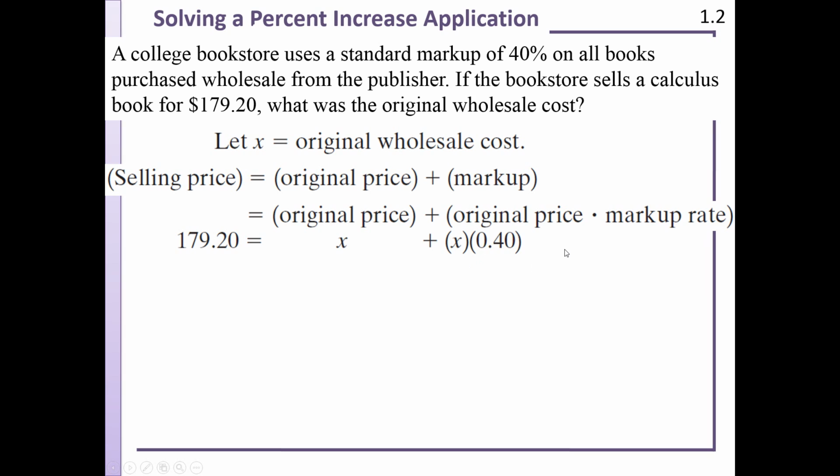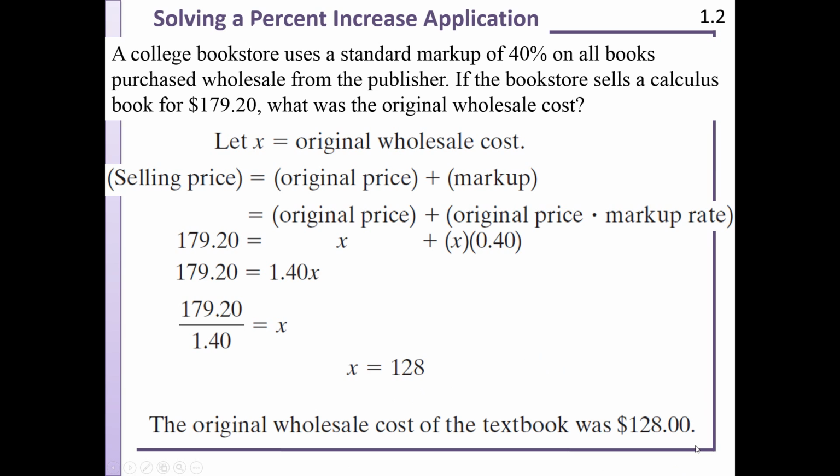So now we have, again, a simple linear equation in x. x plus 0.4x, we can call that 1.4x, right? Because this is 1x and this is 0.4x. These are like terms, so you can add them. So now to solve for x, we just need to divide by the coefficient. And if you divide by the coefficient, you see x is 128. So the original cost of the book to the bookstore was $128.